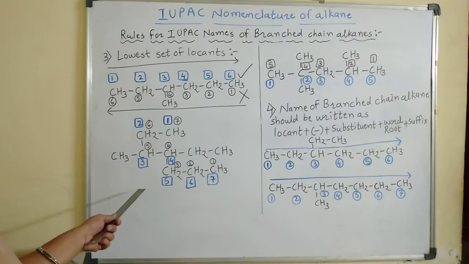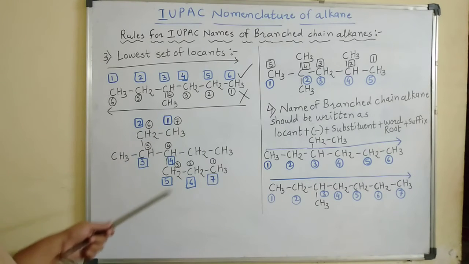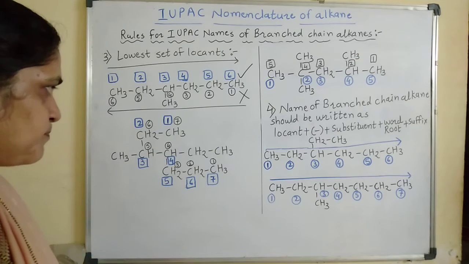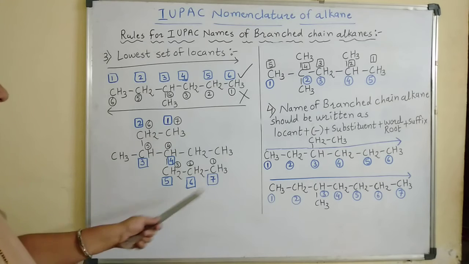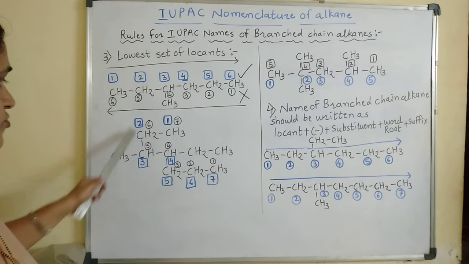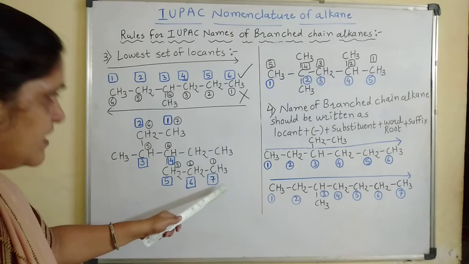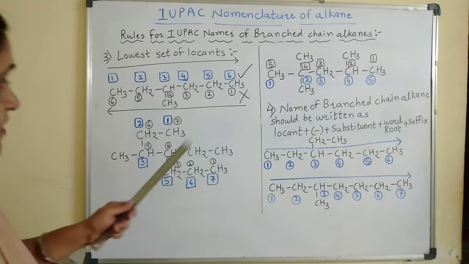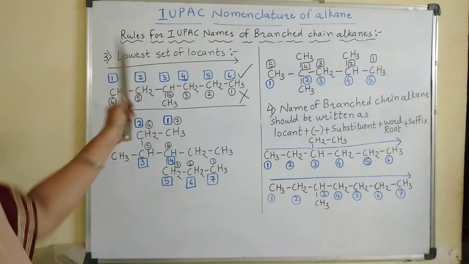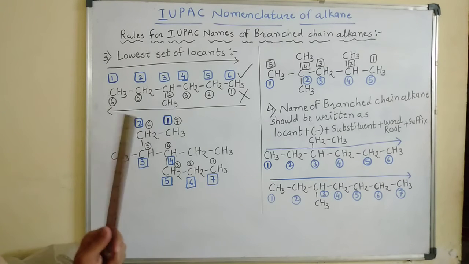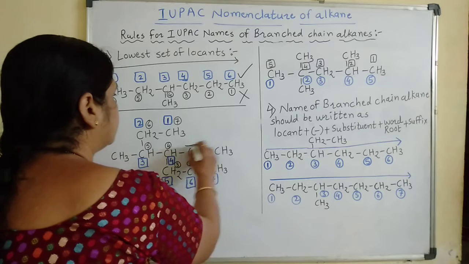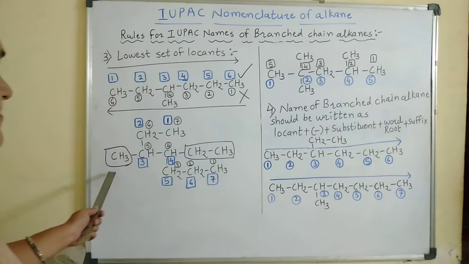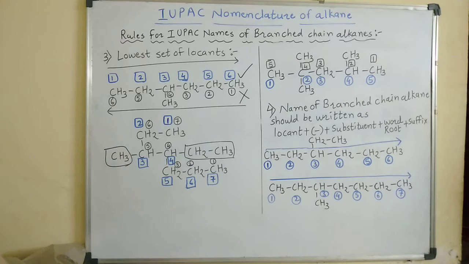Consider this second example also. Here I have selected this zigzag chain 1, 2, 3, 4, 5, 6 and 7. Now how to number this chain? From 1, 2, 3, 4, 5, 6, 7 in this way, or 1, 2, 3, 4, 5, 6, 7 in this way. Now when there is confusion, again we have to keep this rule in mind: lowest set of locants. Now you will find that this is one carbon branch and this is another carbon branch, right? This is one substituent or side chain, and this is another substituent or side chain.